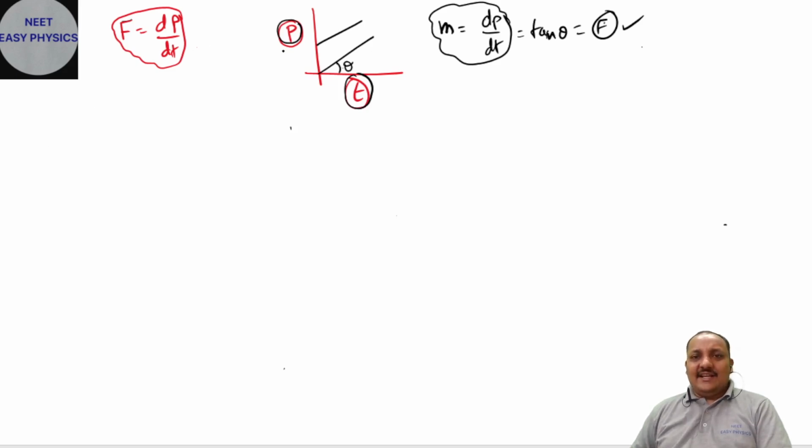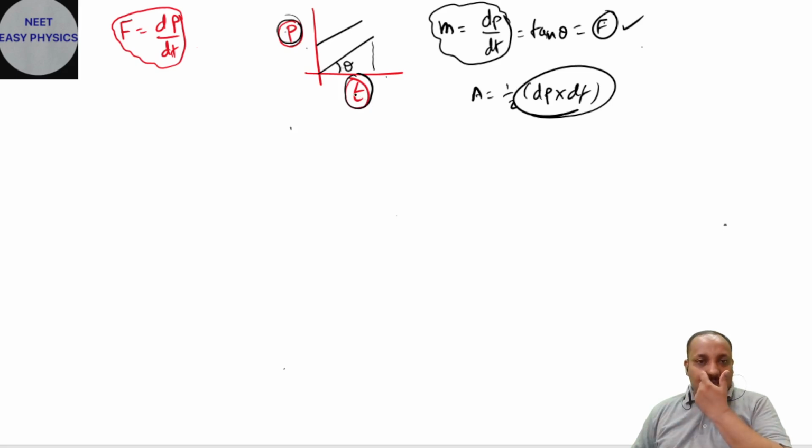What if the area is given? Area means the product of y-axis and x-axis. If it is a triangle shape, then the area of the graph is dp into dt, the product of momentum and time. Isn't it? That information you are going to get from this graph if they give a graph drawn between momentum and time.